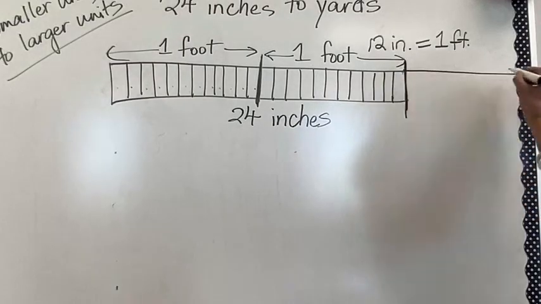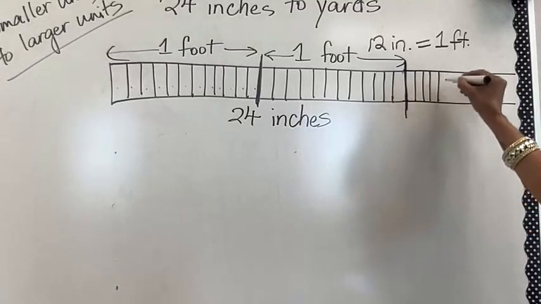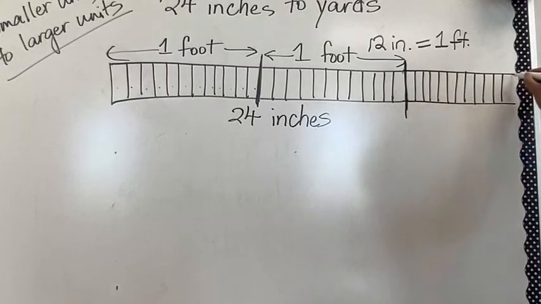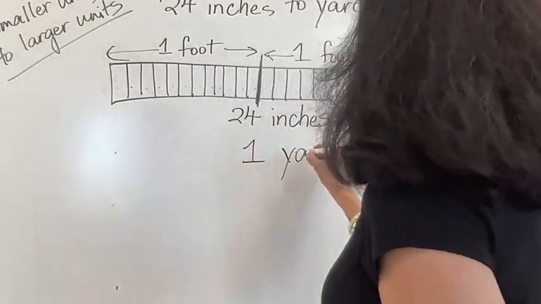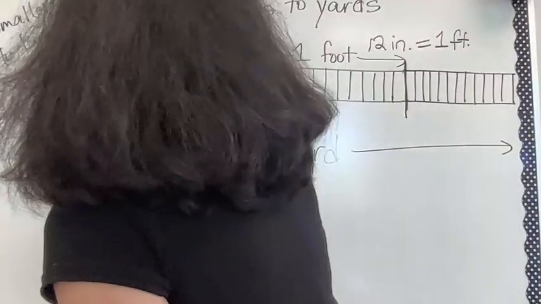So I'm going to add on another 12. 1, 2, 3, 4, 5, 6, 7, 8, 9, 10, 11, 12. Okay, so this whole thing now is 1 yard. This whole thing is 1 yard.